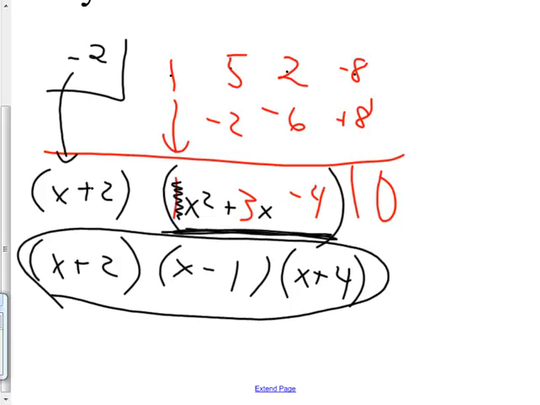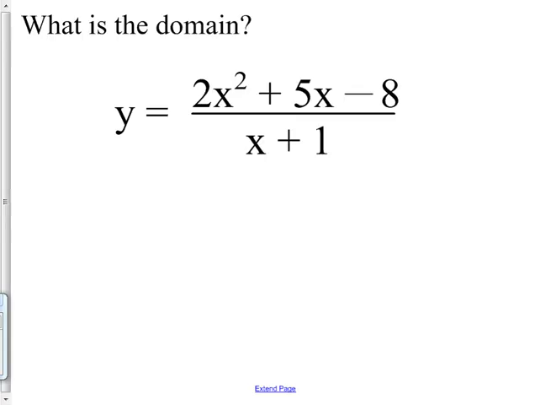That's the final answer. All right? So synthetic helps you factor the big, hairy, nasty ones. All right, moving on. What is the domain? Here's the way to think of domain. Domain is all the numbers that go into it, all the x's that will work. Almost everything works. There's usually a few exceptions.